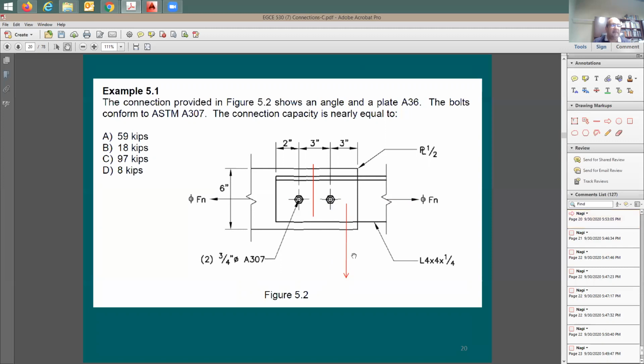This means that I have a force coming in here plus a moment. So I'm going to have some rotational effect. So this bolt is going to be exposed to different force from just one half of this force.